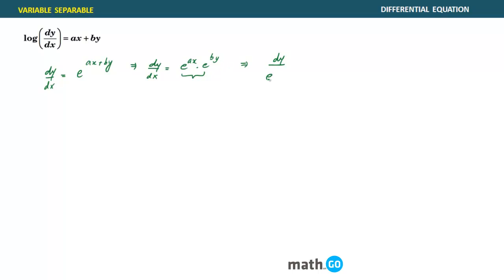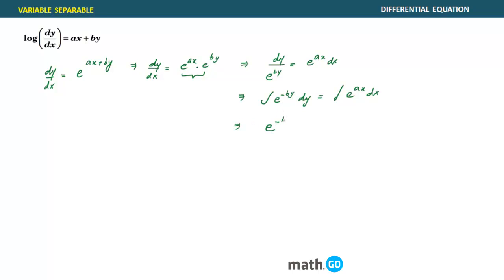So just take the component of y with dy and the component of x with dx, right? This is what you will solve, and this is now completely solvable. Just integrate e raised to power minus b y dy, and you will also integrate what? e raised to power ax dx. So what will be the answer for this one?